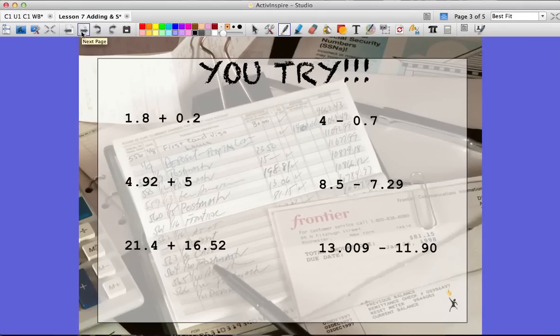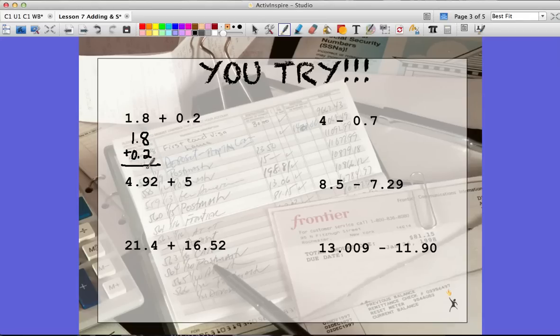So we have a couple examples here. I'm going to do these first two examples with you, and then you're going to try the rest of them on your own. So let's follow our steps. The first thing we need to do is we need to line up the decimals. So in this case, 1 and 8/10 is going to go on top, and 0 and 2/10 is going to go on bottom. Notice I have the decimals lined up, the whole numbers lined up, so we're lining up our place values.